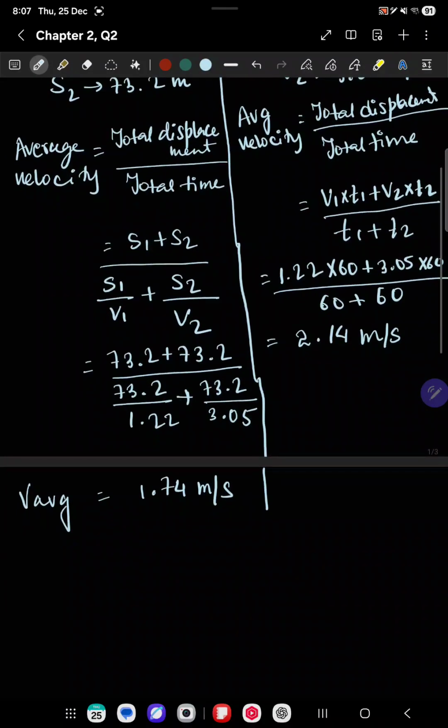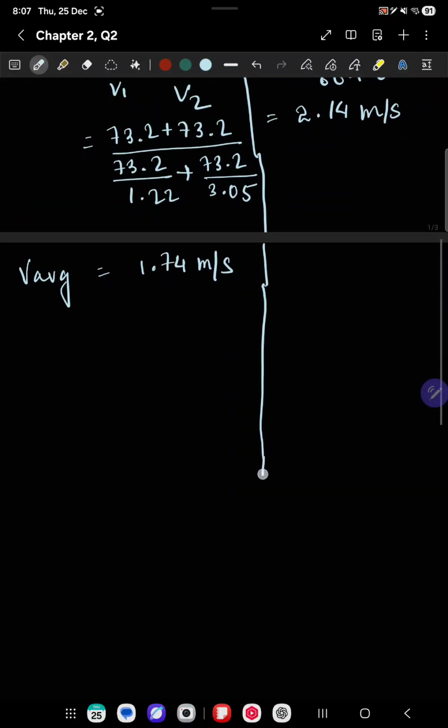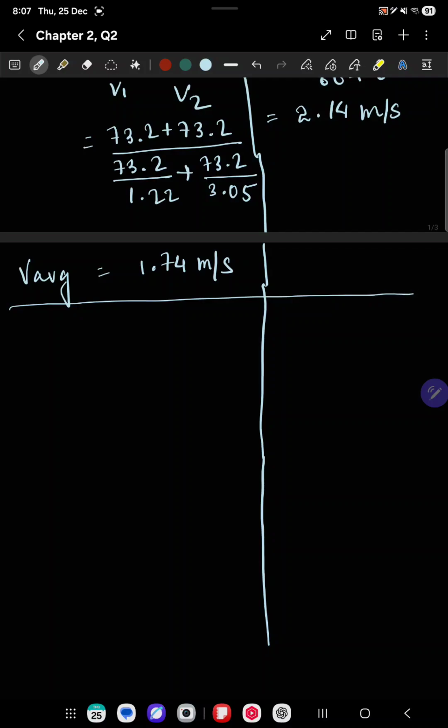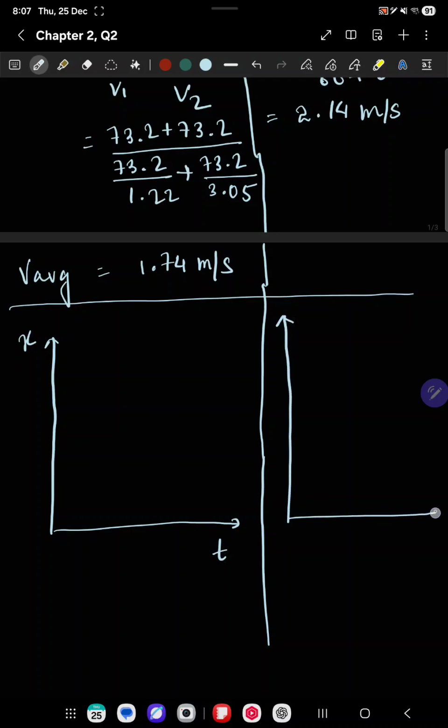Okay, now coming to C part, which is plotting x versus t. So let me draw here. This is x and this is t. Here also this axis is x and this axis is t.